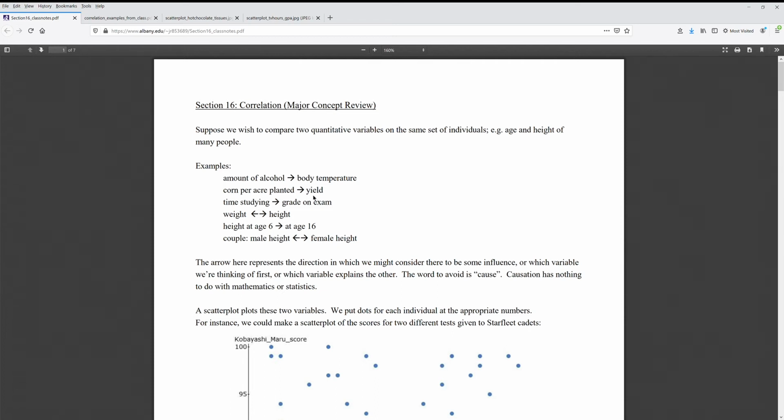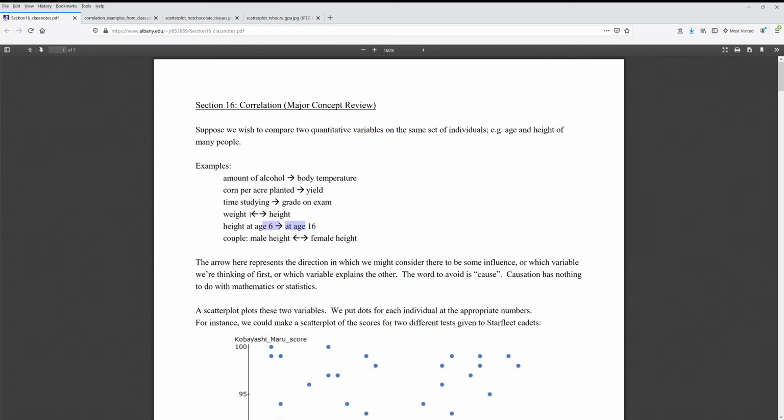Sometimes, not always, sometimes we're thinking of some kind of input-output or before-after relationship. Some kind of, I don't want to say causality because that may not necessarily be the case. If I use the word influence, then it sounds a little bit more neutral, but it's really saying the same thing. But of course you get the idea. The amount of alcohol logically comes prior, and the body temperature is reacting to it. Responding, if you will. Corn per acre planted comes chronologically and logically before corn per acre yield. Time studying comes chronologically and logically before grade on the exam. Height at age 6, height at age 16.